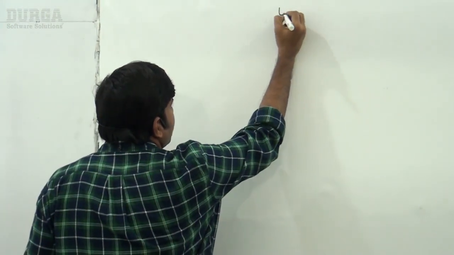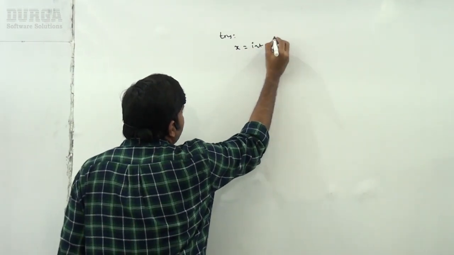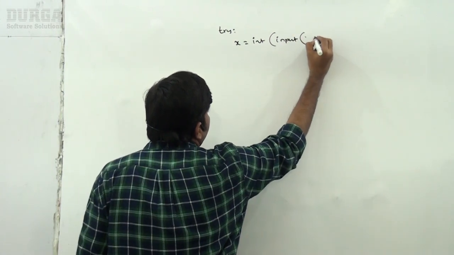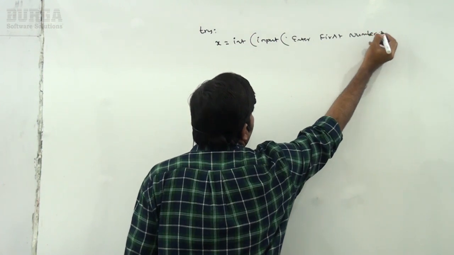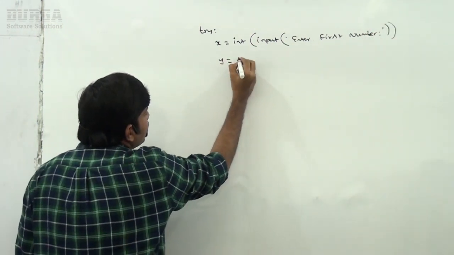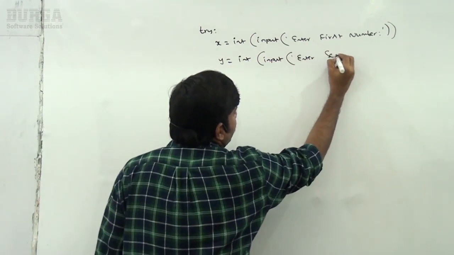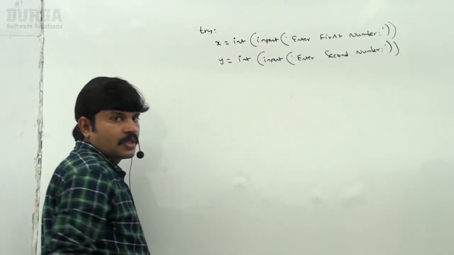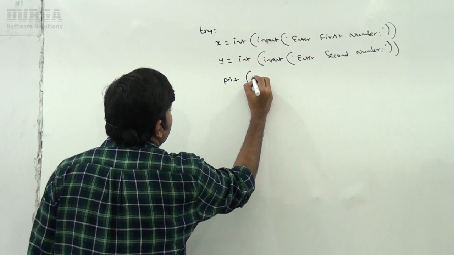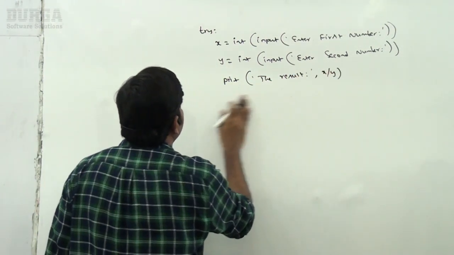Listen carefully. Here I am taking the same example. Try: x is equal to int of input of "Enter first number". Next, y is equal to int of input of "Enter second number". Now print the result, x by y.